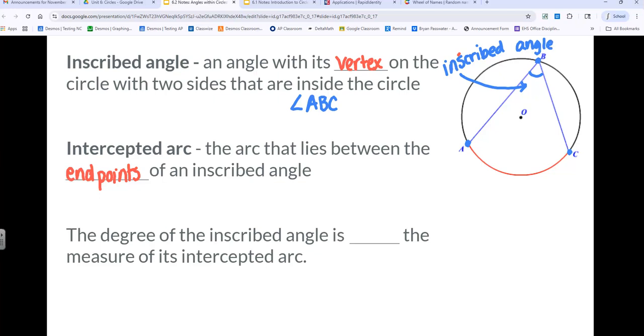And then the intercepted arc for that angle, it's only specifically for that angle. That intercepted arc is AC. So this would be your intercepted arc for angle ABC.